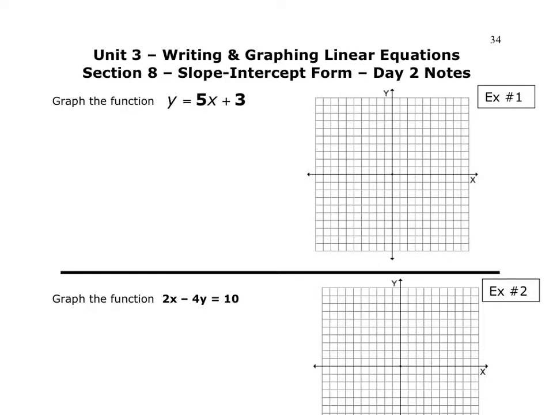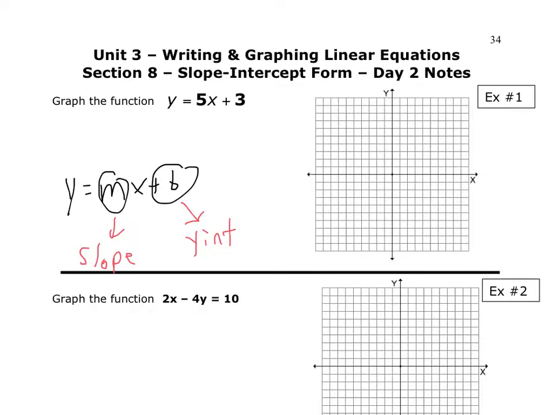Remember last time we learned that you have the form y equals mx plus b, where m stood for our slope and b stood for our y-intercept. Okay? So we want to use those two things to go ahead and help us learn to graph.